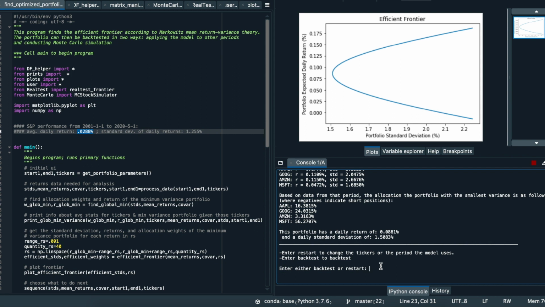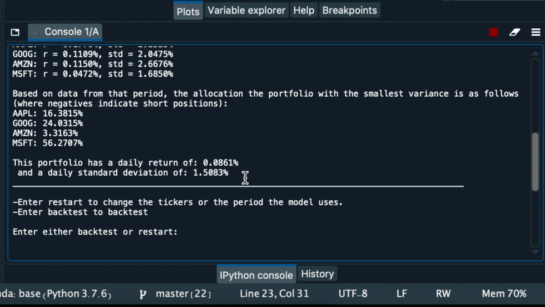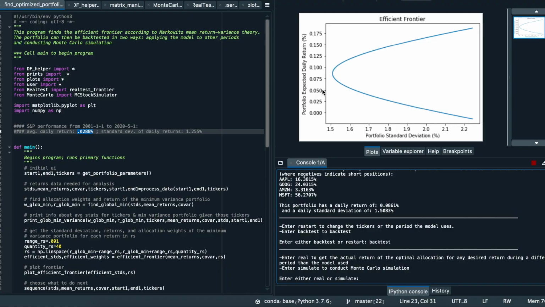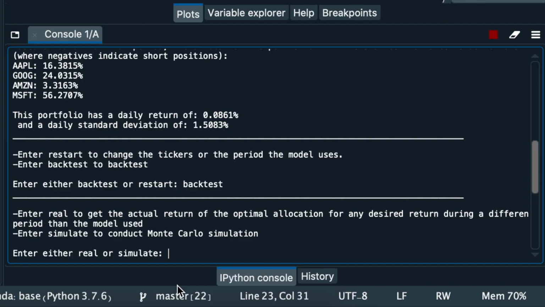But just to keep things simple, let's say we like how this looks, we're very happy with its performance, and we want to back test it. So you can also restart, by the way, if you want to change things up. But let's just move forward. Let's back test. So there's two ways of back testing that I sort of jokingly called real and simulate. What real does is it takes the allocations here of these optimized portfolio and applies them to a second period of time.